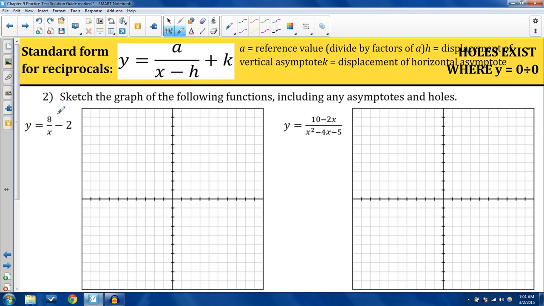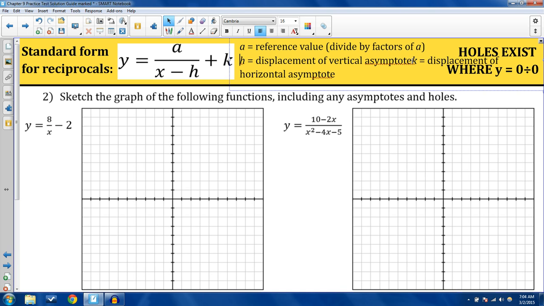Okay, let's go and do some graphs here. Number 2, sketch the graph of the following functions, including any asymptotes and holes. So first you want to get it kind of in good old standard form for reciprocal functions, and here it is. If you have an A value on top, which is a very good reference value. Ooh, this didn't really translate well. I'm sorry. This should say, let's take care of that right now.